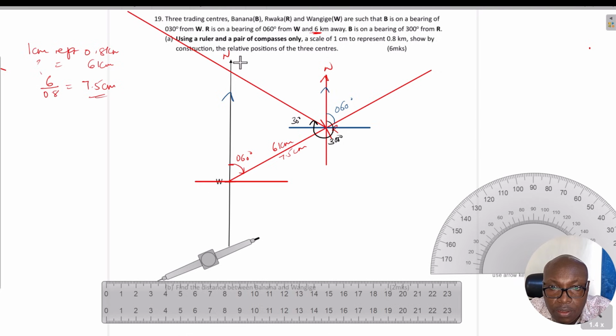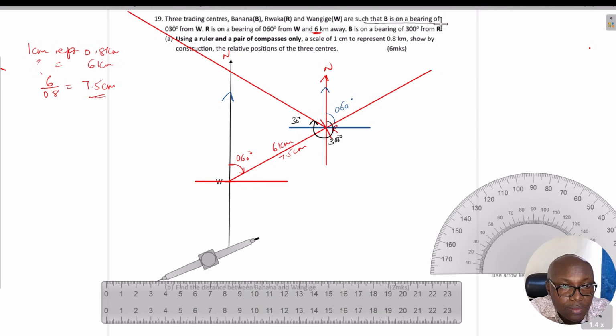So there's no distance that is given there. So I have to show by construction the relative positions. Okay, there's something I did not do here. R is on a bearing of 060. This is the first statement there. We did not capture the first statement, that B is on a bearing of 030 from W. That one you can just add.